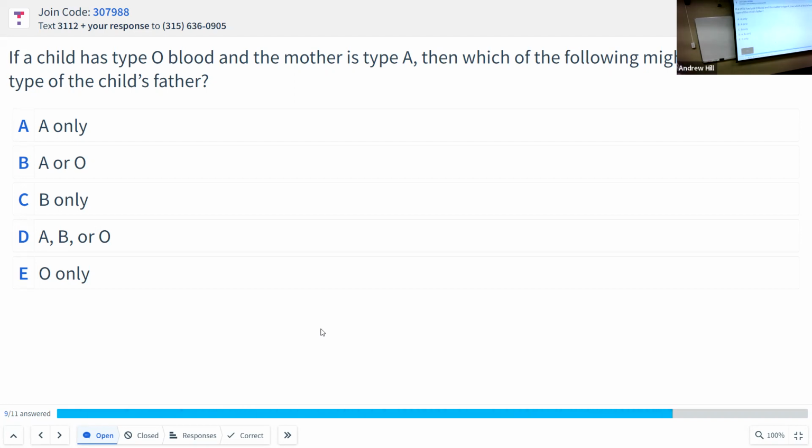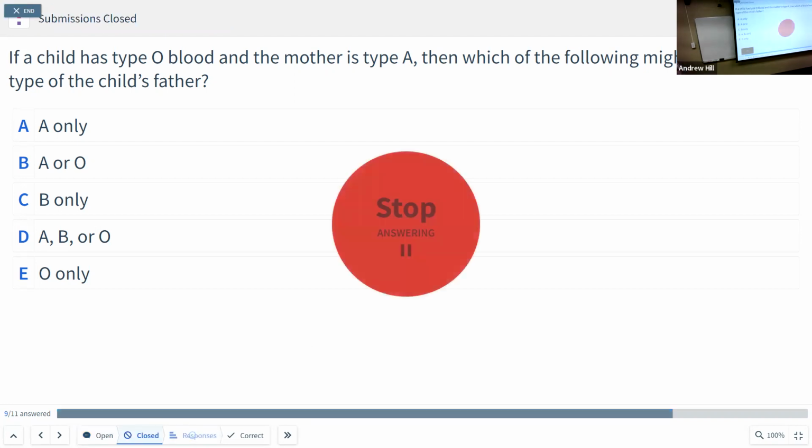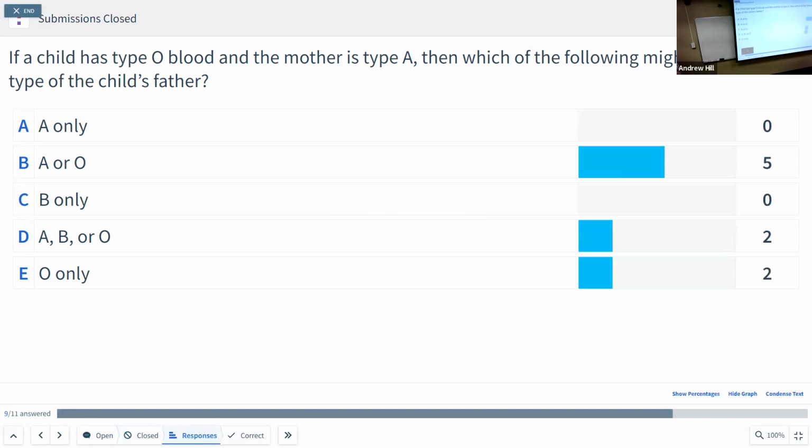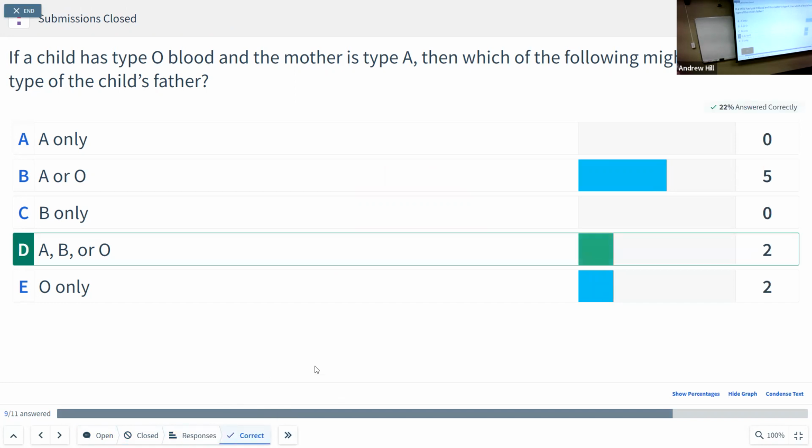Okay, let's see how people did. Okay, so, all right, let's take a look at this. So with blood type, it's a little confusing because we're used to there just being 2 alleles for each gene, right? But that's actually not always the case, right? You can have more than 2 alleles for a gene, and that's the case for blood type, right?